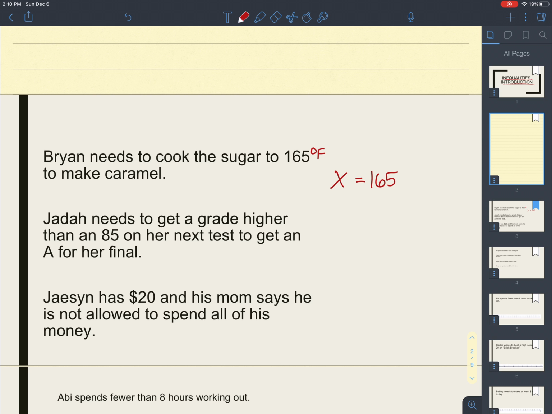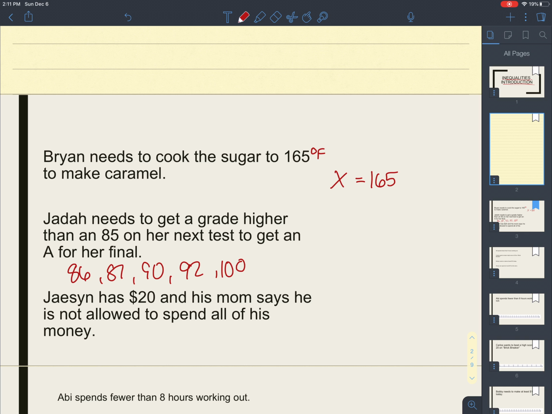With inequalities, we are talking about situations where lots of different situations would work. We don't have to have exactly the right number. So, for example, Jada needs to get a grade higher than an 85 on her next test in order to get an A on her final. So she has to get something bigger than an 85. Well, what would work for Jada to get an A? Well, she could get an 86. She could get an 87. She could get a 90. She could get a 92. She could get a 100. Any of those would work in order to get Jada what she needs to get an A.